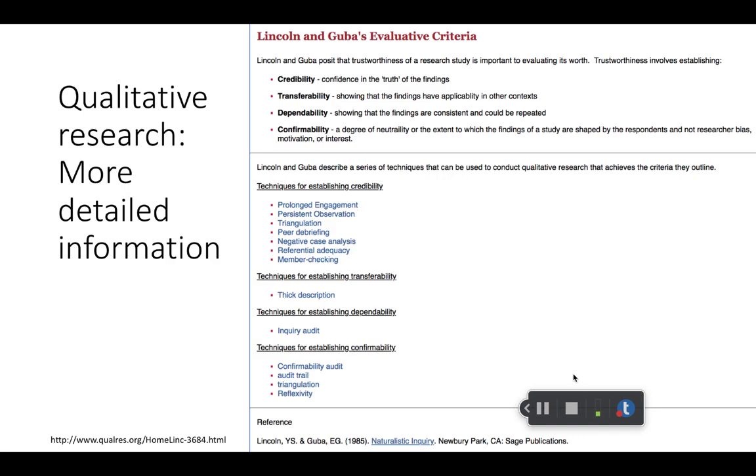Okay, so if you'd like to learn more about qualitative research and these evaluative criteria and ways of establishing credibility, transferability, dependability, and confirmability, this is a very nice website, and the URL is at the bottom left.